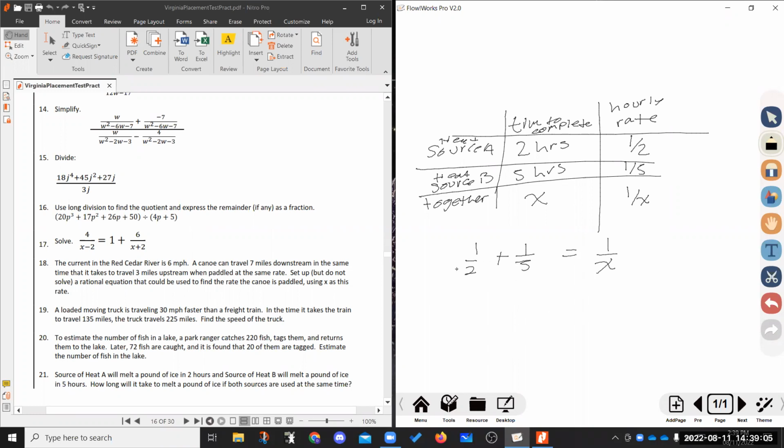We're going to find a common denominator of 10 here. I say that this is multiplied by 5 over 5 and by 2 over 2 to give me the 5 plus 2 over 10 is equal to 1 over x. 7 over 10 is equal to, I'm sorry, is equal to 1 over x. And so that means that x is going to have to be equal to 10 over 7, because I'm going to find the reciprocal of this number over here. And that is going to be 1 3/7 of an hour.